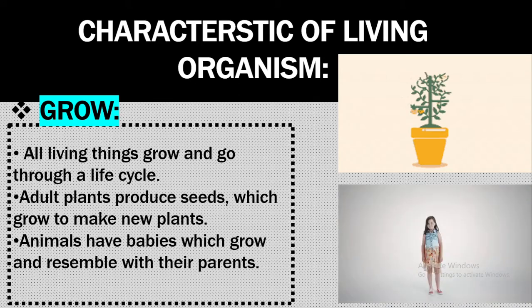Animals have babies which grow and resemble their parents. Nutrition helps living things to grow. When a living thing grows, it becomes larger in size. It also gains weight, which makes it heavier. You can see how the baby grows into an adult. After growing, the appearance of living things may also change. We can think of the many types of animals and living organisms and how they grow.